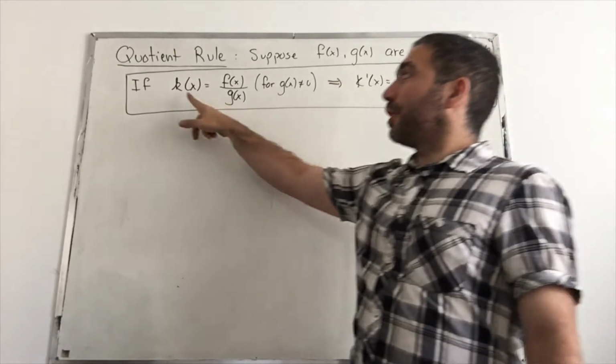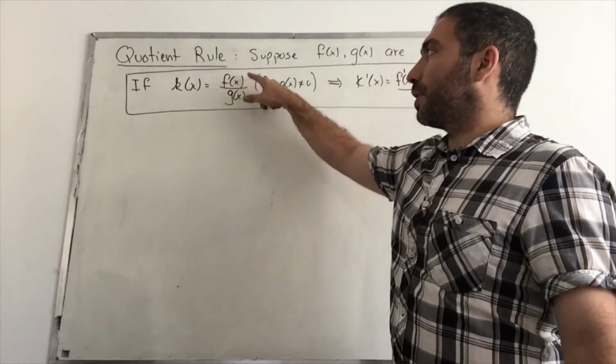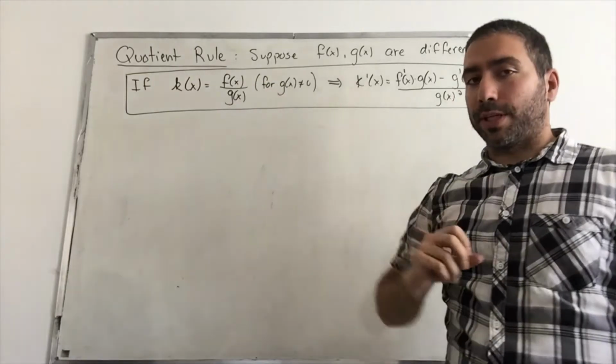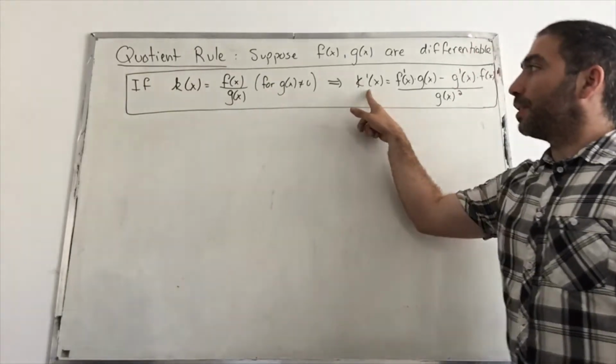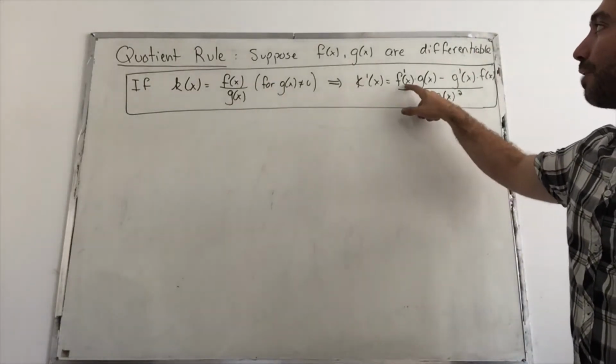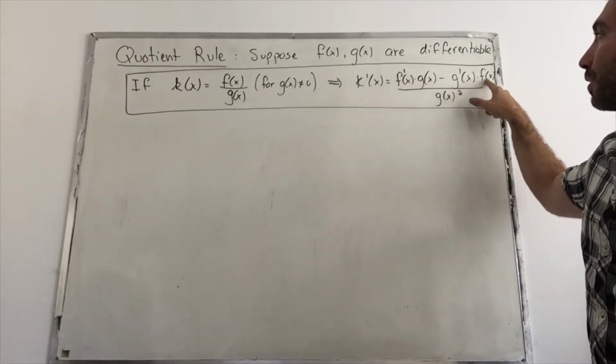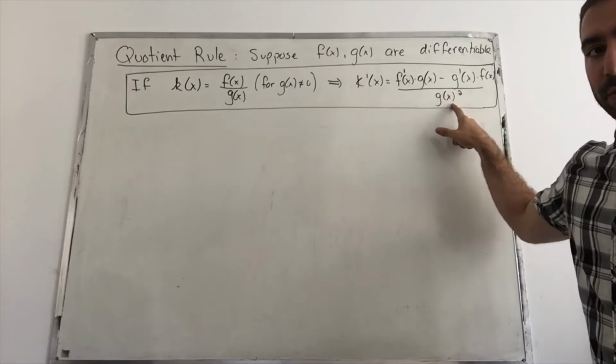If you're given a function k of x, which is expressed as f of x in the numerator and g of x in the denominator, where the denominator cannot be equal to 0, then we express the derivative k prime of x as f prime of x times g of x minus g prime of x times f of x, all that divided by g of x squared.